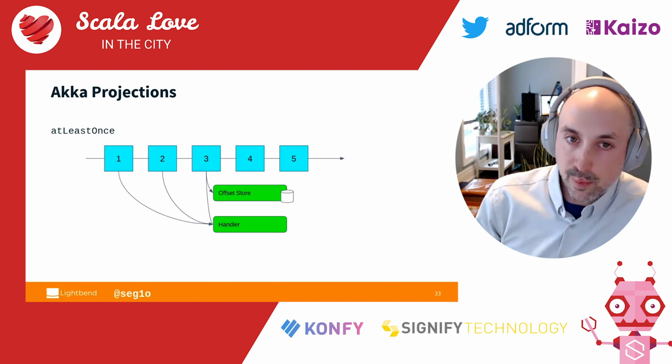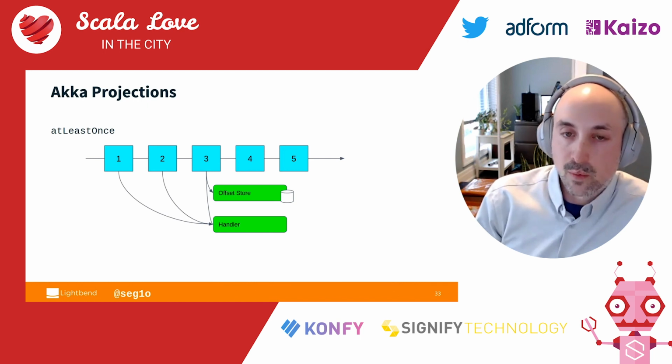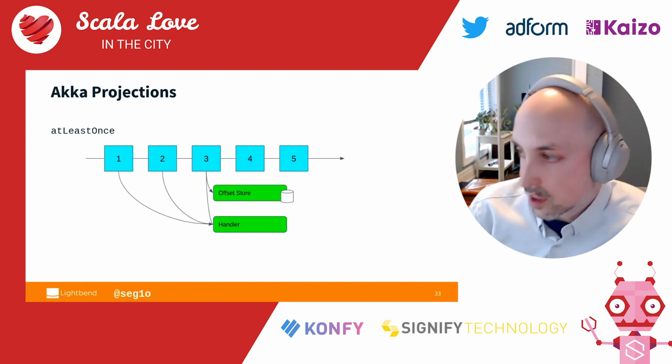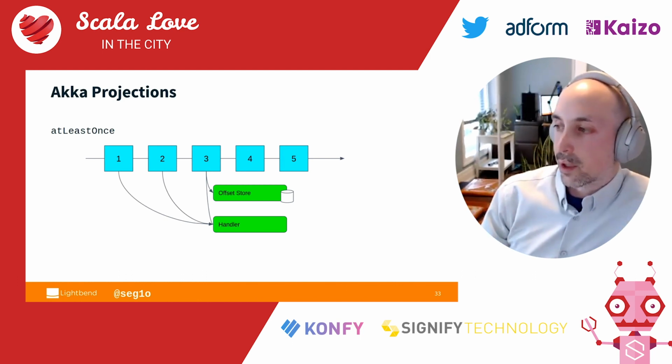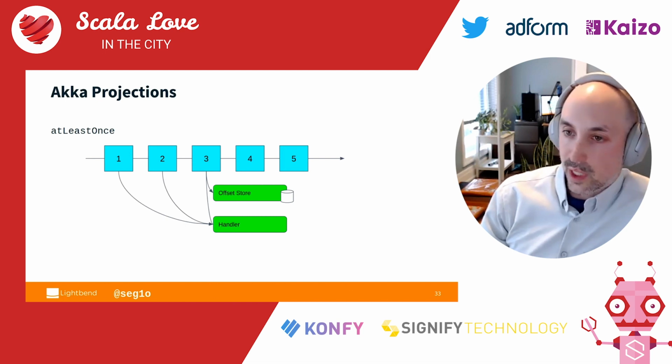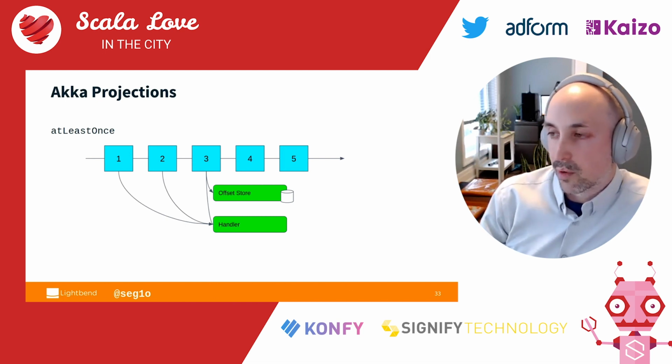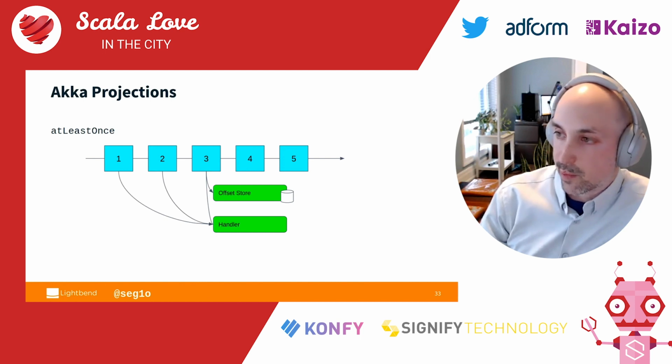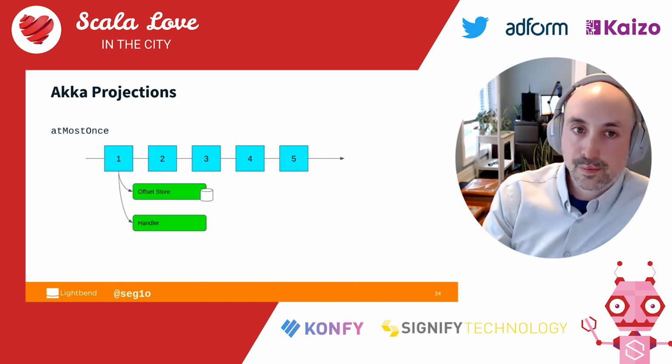As its name implies, the user handler is run once per event, but because the offset isn't stored every event, if we had a failure before the next offset is stored, then there's a possibility of replaying some messages. So that's why it's called at least once, because we'll process messages at least once.